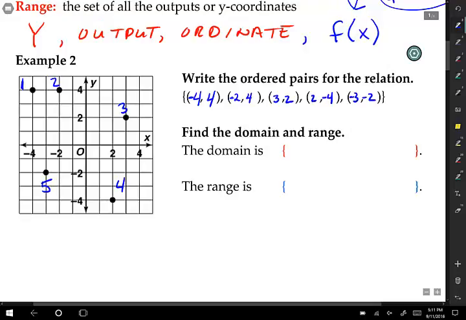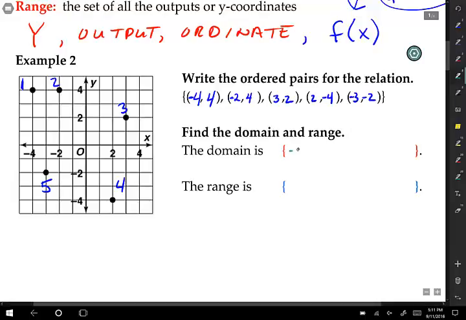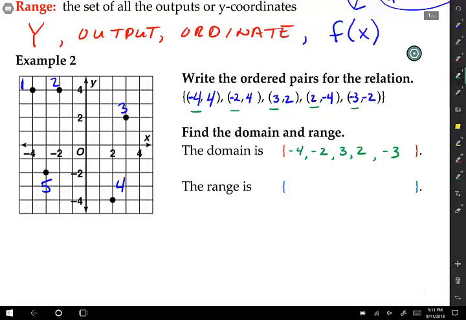To identify the domain, all we need to identify are the x values for each one. So we have -4, I'm going to underline that. We have -2. We have +3. We have +2. And we have -3. Those are my values of the domain. Ideally, we'd want to write those in ascending order from lowest to highest. So -4, then -3, then -2, then 2, then 3.